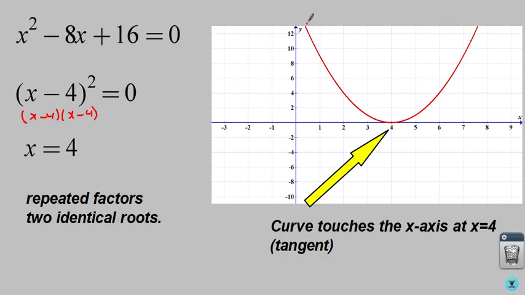And if we draw the curve of y equals x squared minus 8x plus 16, we will find that the curve just touches the x-axis at the point where x equals 4, makes a tangent to the x-axis, and that's why we have a repeated root. There's only the 4.